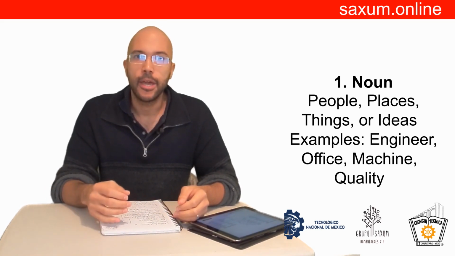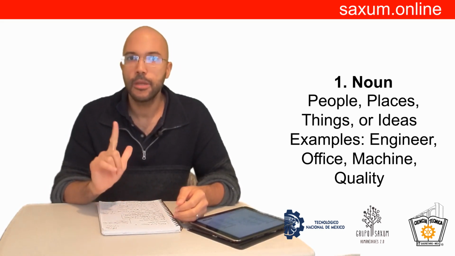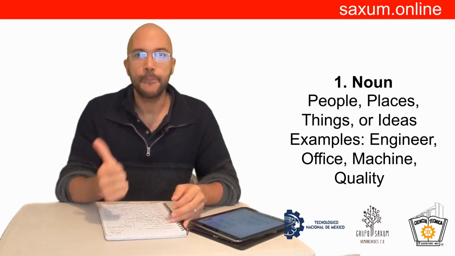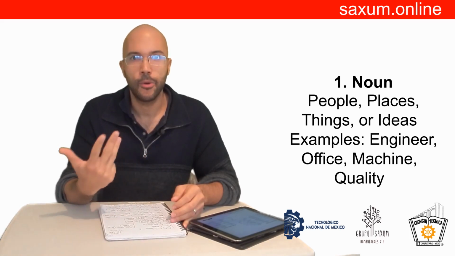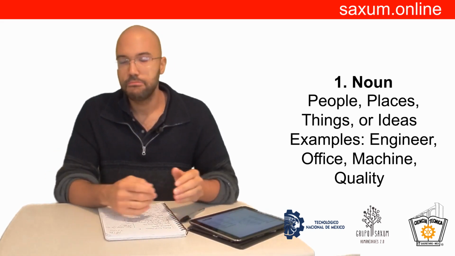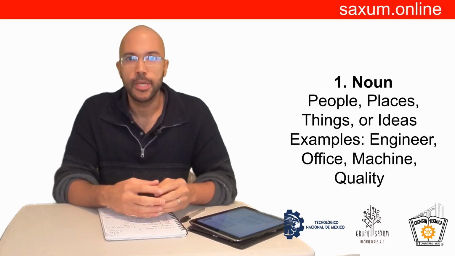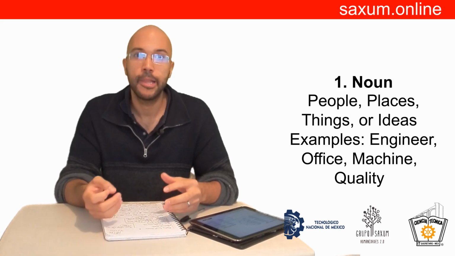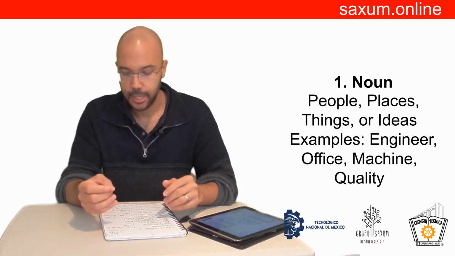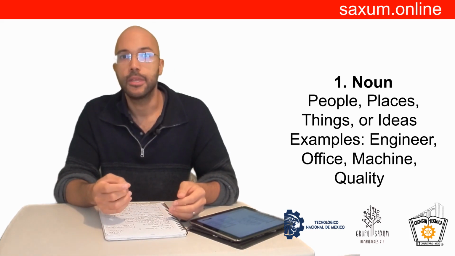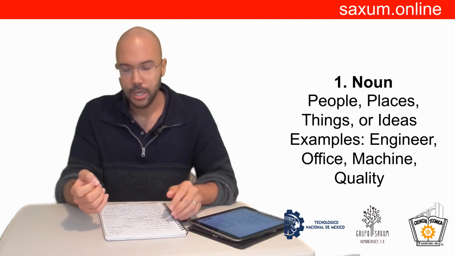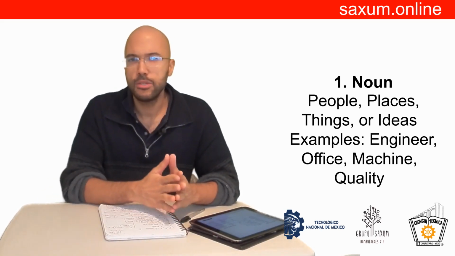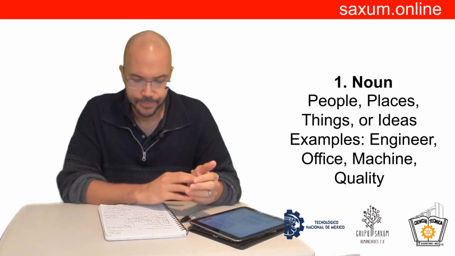It's very easy. They are any person, place, thing, or idea. A person, a place, a thing, or an idea. So, very simply, engineer is a person, so it's a noun. Office is a place, so it's a noun. Machine is a thing, so it's a noun. Quality is an idea, so it's a noun. These are easy enough to identify.